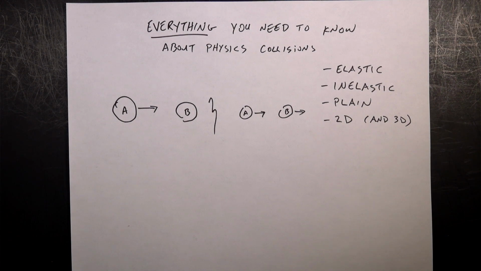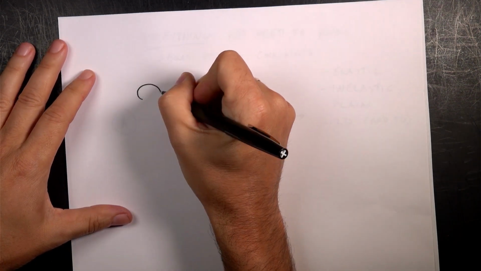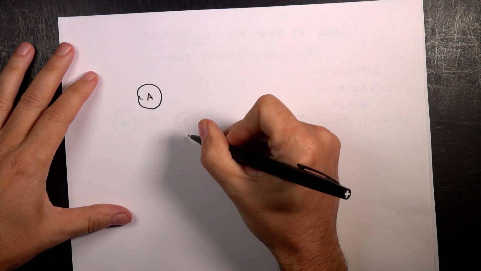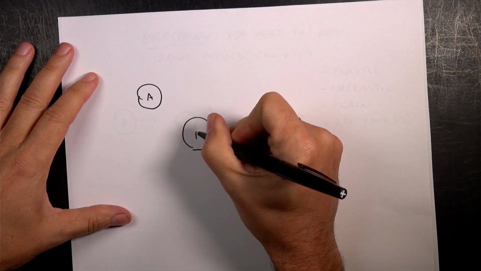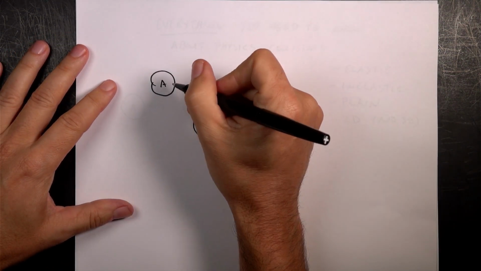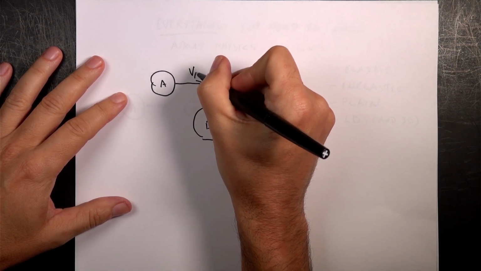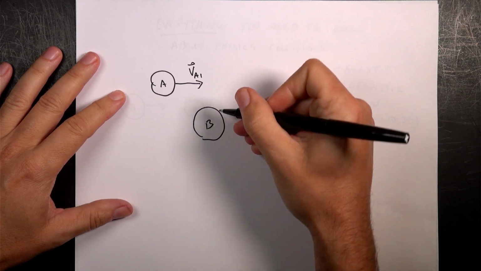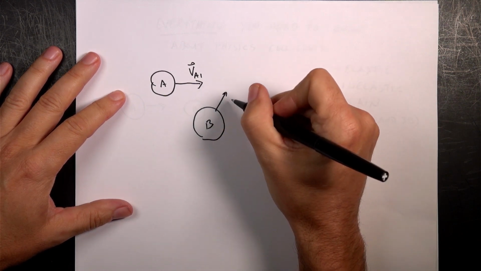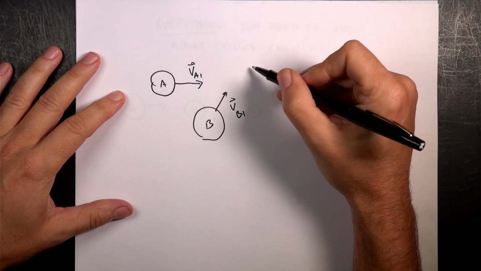Let's just start with a fresh sheet of paper, and let's imagine that we have two colliding objects. So here I have object A, and here I have object B. And they can be in 2 dimensions, in 3 dimensions, in 1 dimension, doesn't really matter. Object A is moving with the velocity, I'll call it VA1, and object B is moving with the velocity VB1. And then they collide.